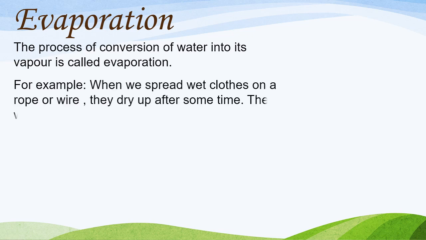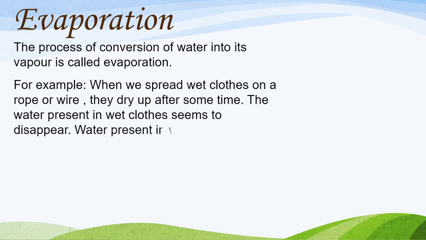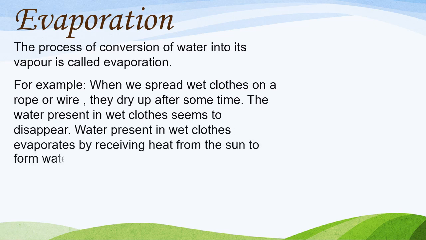For example, when we spread wet clothes on a rope or wire, they dry up after some time. The water present in wet clothes seems to disappear. Water present in wet clothes evaporates by receiving heat from the sun to form water vapor. So you see at your home, if we spread wet clothes on a rope or a wire, then they dry up after some time. Why do they dry? Water present in a wet cloth seems to disappear. How? Water present in wet clothes evaporates by receiving heat from the sun.